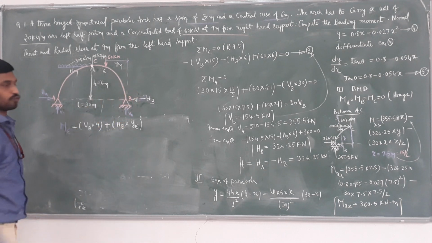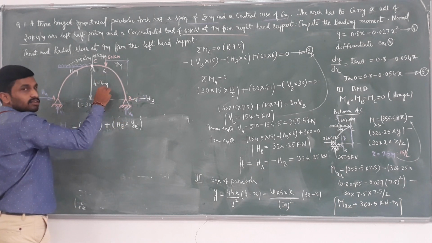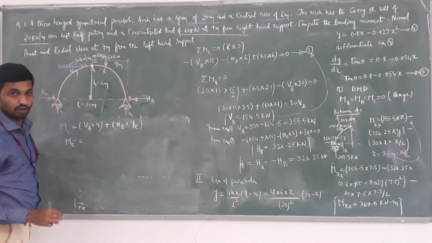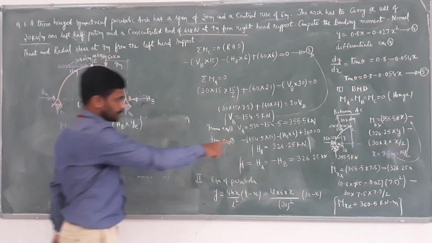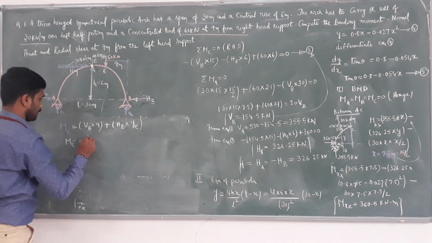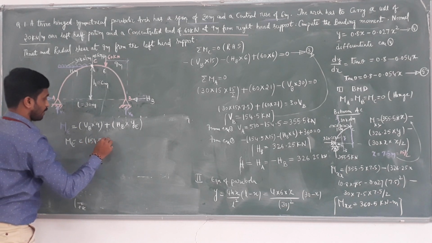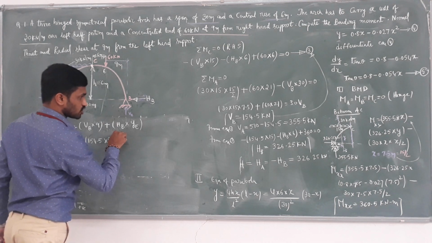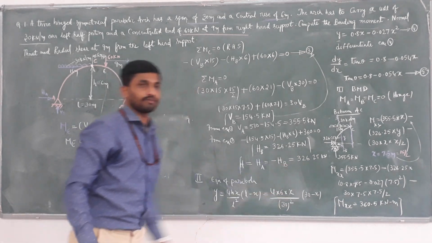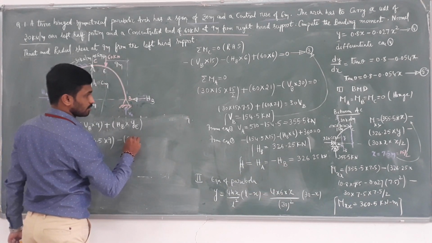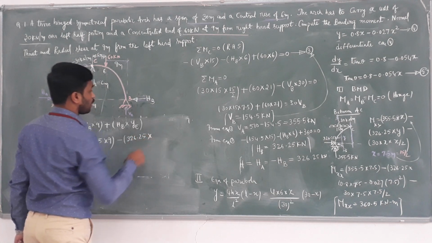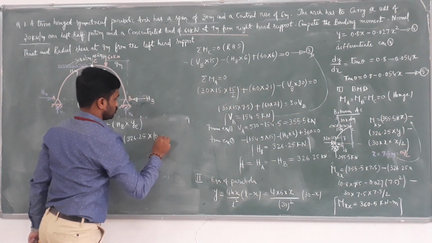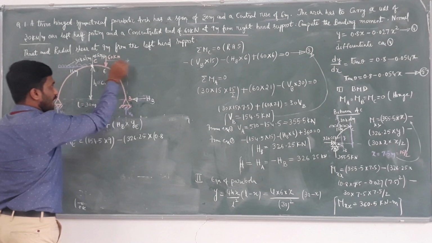So only these two forces will come. YE means this is the equation at x equal 9 meters. Therefore ME equals, what is the value of VB we computed? VB is 154.5, into 9 plus HB. But HB value is minus 326.25. Therefore minus 326.25 into YE. We know Y equation is 0.8x. But what is x? Here x is 9 meter.